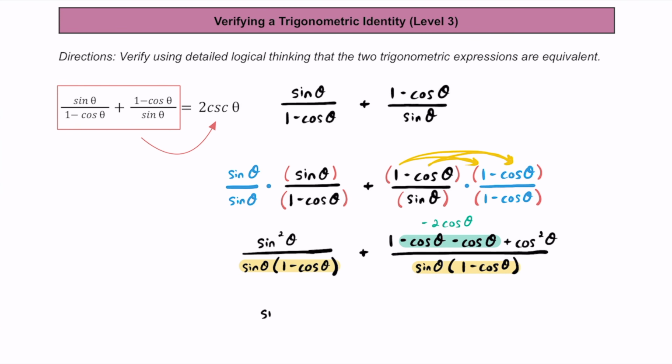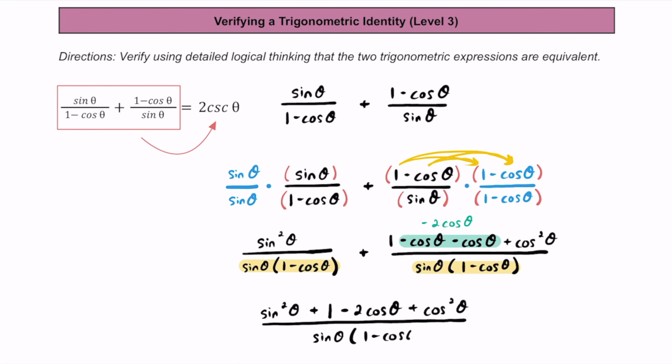So we're going to have sine squared of theta plus 1 minus 2 times that cosine of theta. Again, we just combine those, and then plus cosine squared of theta. This entire expression in the numerator can be written on top of this sine of theta multiplied by 1 minus cosine of theta. And just to keep things nice and consistent, I'm going to make this yellow too so we can see that's the common denominator. Now, while I know this still looks pretty messy, believe it or not, we are getting much closer to what we're looking for, our answer of 2 times cosecant of theta.